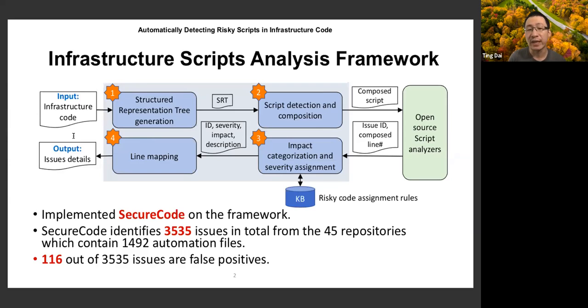Our evaluation and also our user experience show that SecureCode achieves 2 to 5 times throughput improvement compared with other approaches. Moreover, SecureCode can identify 2 to 5 times more issues than other approaches. So to this end, I'm happy to take any questions now.